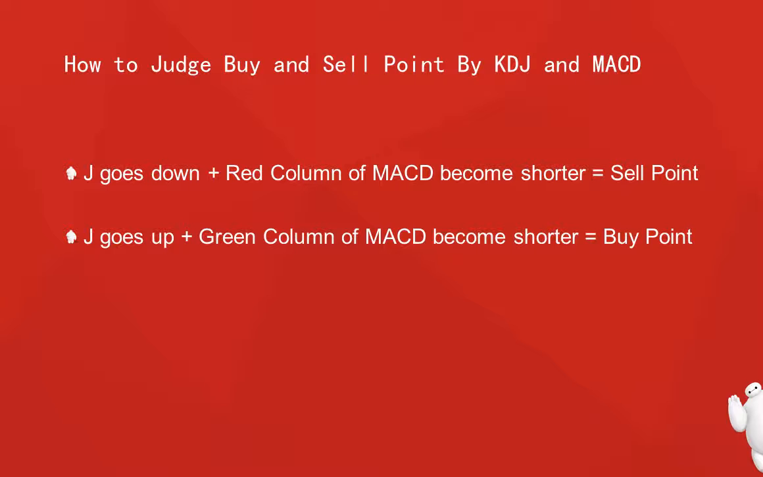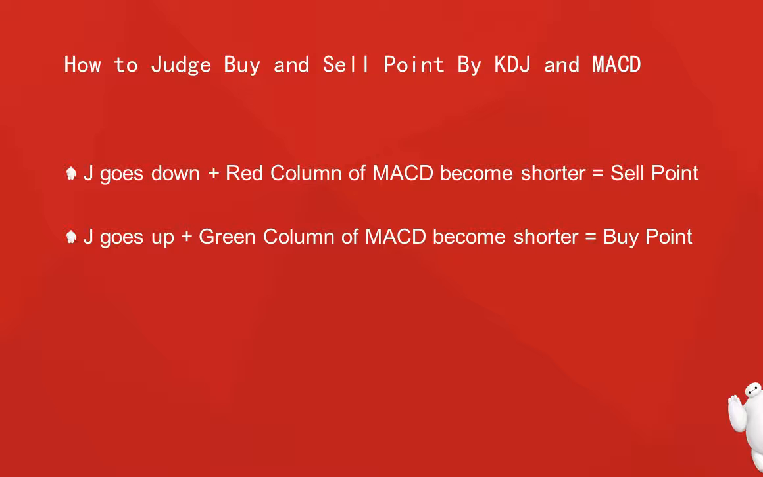The first one: J goes down and the red column of MACD becomes shorter. You should sell quickly, that's a sell point. Then J goes up and the green column of MACD becomes shorter, that's a buy point. You should remember how to do that. This is how to judge the buy point and the sell point. Just now I taught you the basic application, and this is the practical application.